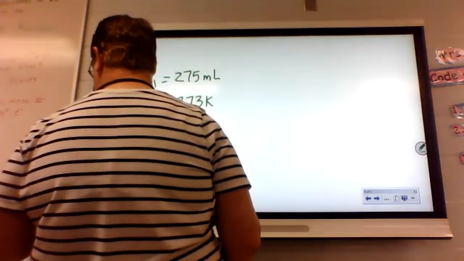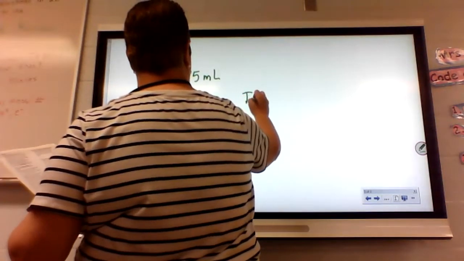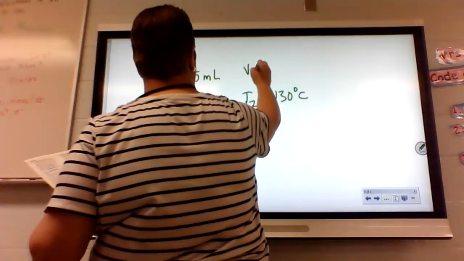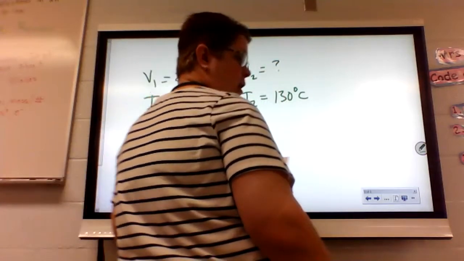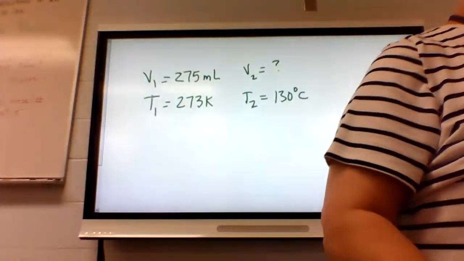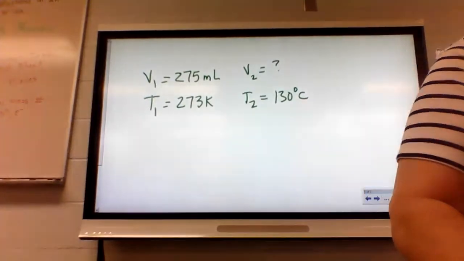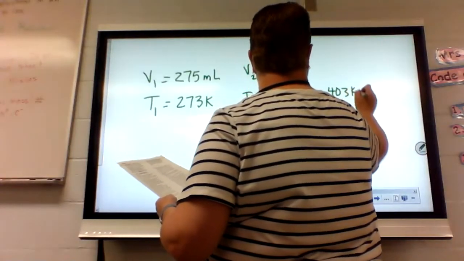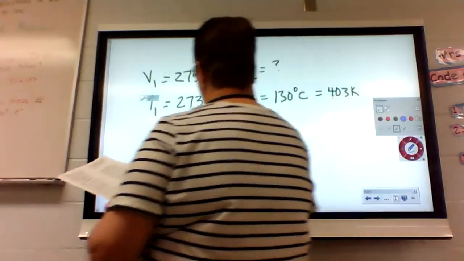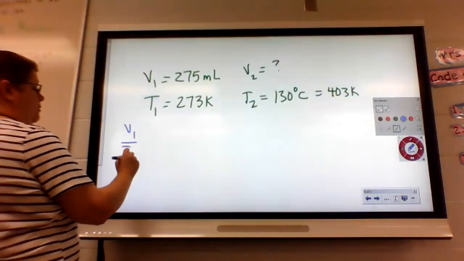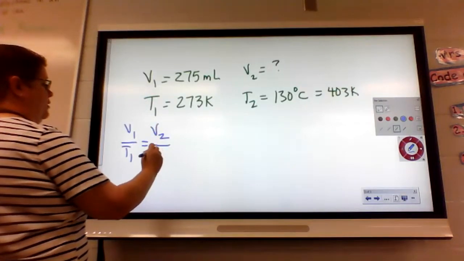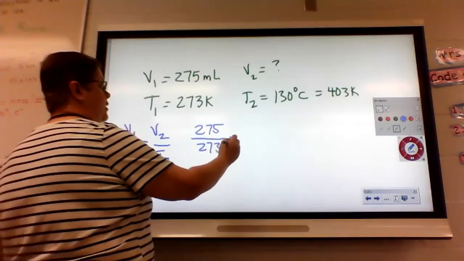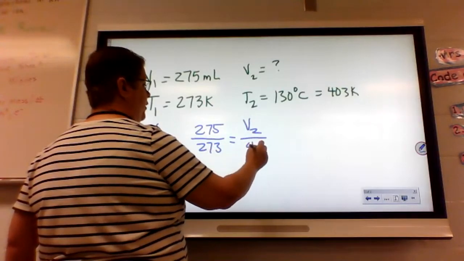If you keep reading, it says the temperature is increased to 130 Celsius, and they want you to find the other volume. So we have to change the 130 into kelvins. So that's 403. And then we're ready to go. So we have V1 over T1 equals V2 over T2. So 275 over 273 equals V2 over 403.